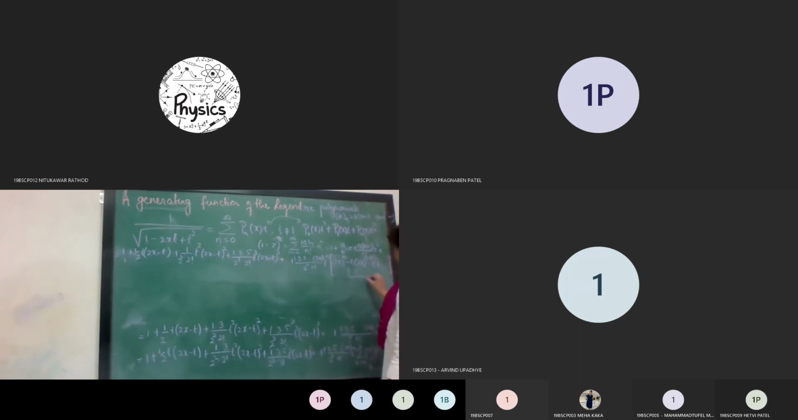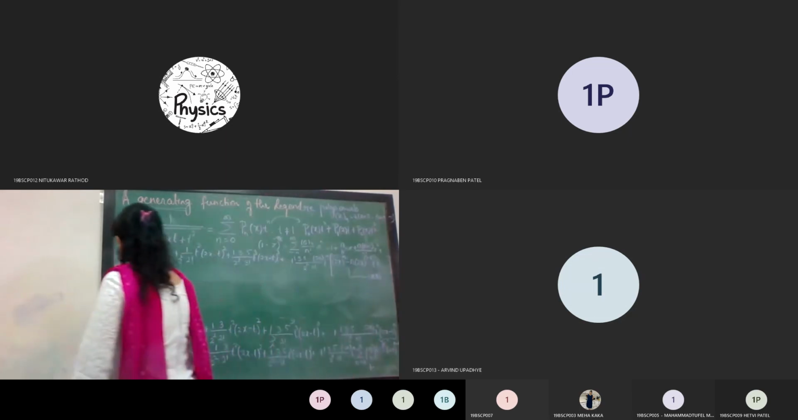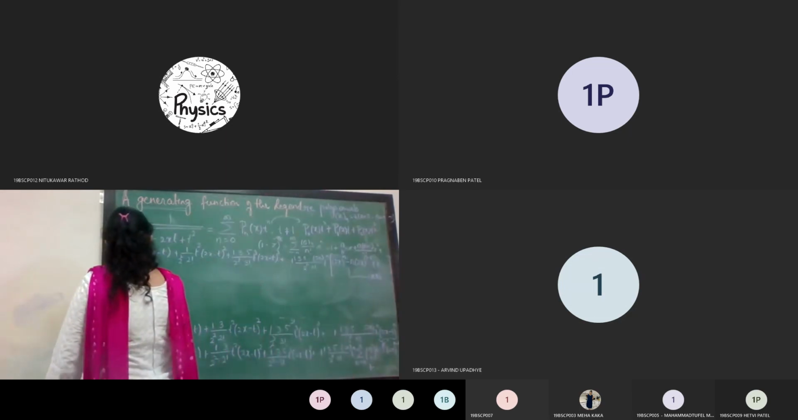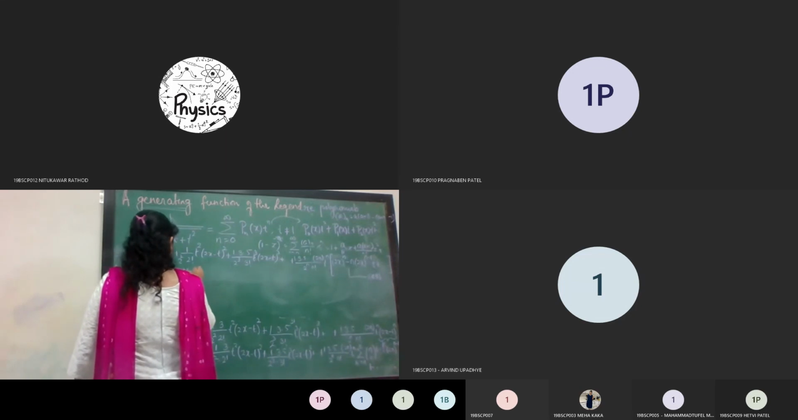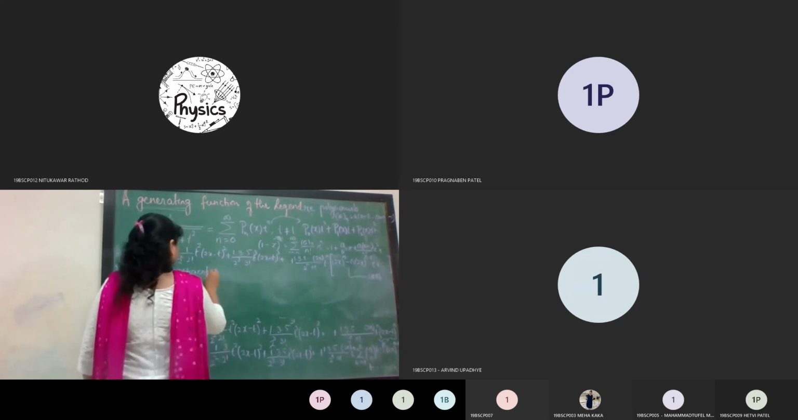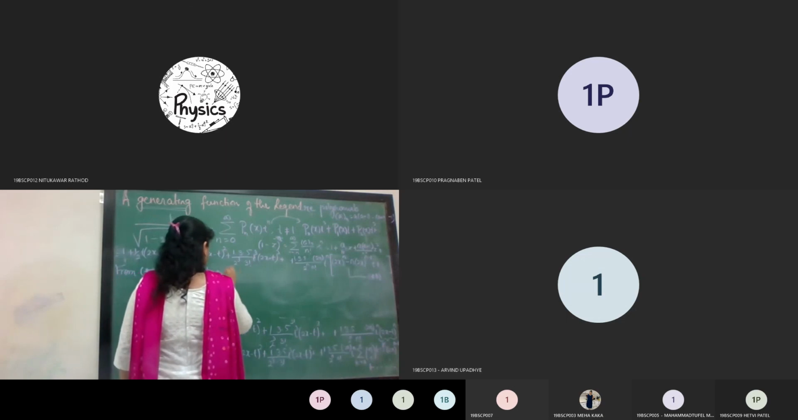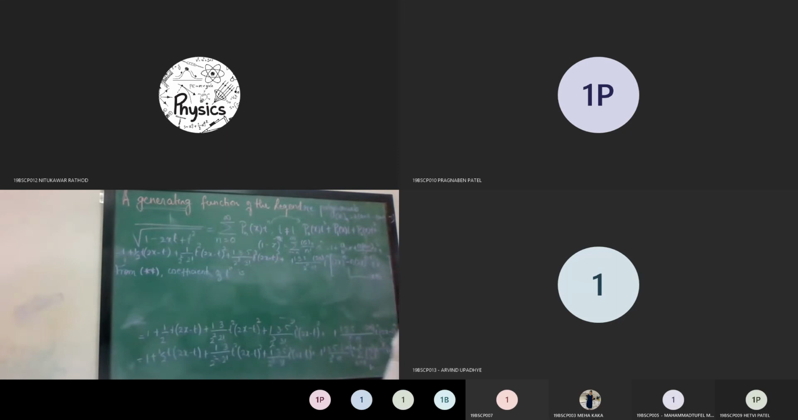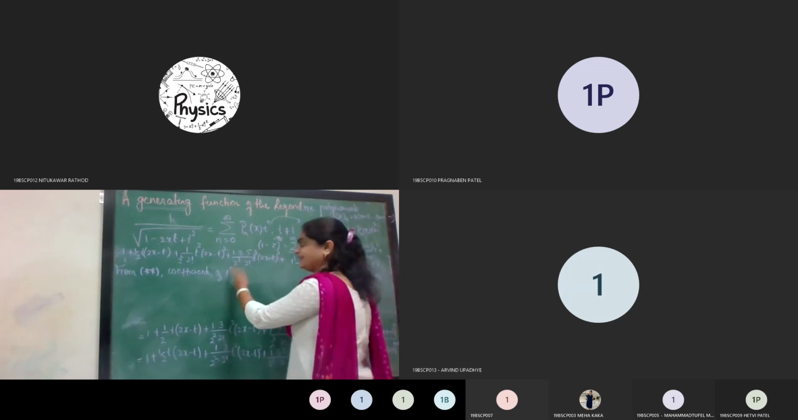So let me give this equation as double star. So from this double star, coefficient of t raised to n is, अभी पहले ऊपर वाली टर्म में फाइंड आउट करो कि t raised to n कहाँ पर आएगा. n is any number.